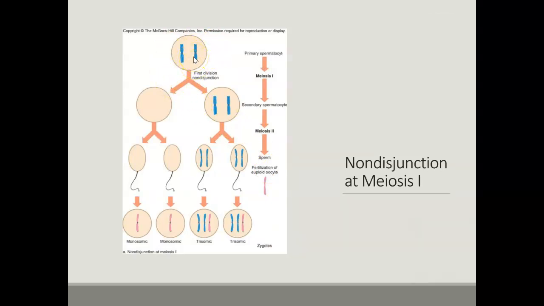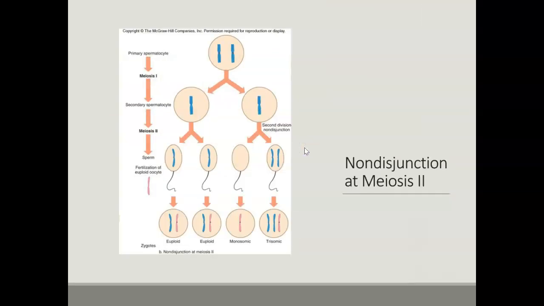What would happen is that as you are creating, in this case, spermatocytes, you're going to have 2 sperm cells that, instead of having 1 copy of a chromosome, have 2. And so if they fertilize an egg, you're going to have 2 eggs that would have a trisomy and 2 eggs that would have a monosomy. This would happen in non-disjunction at meiosis 1.